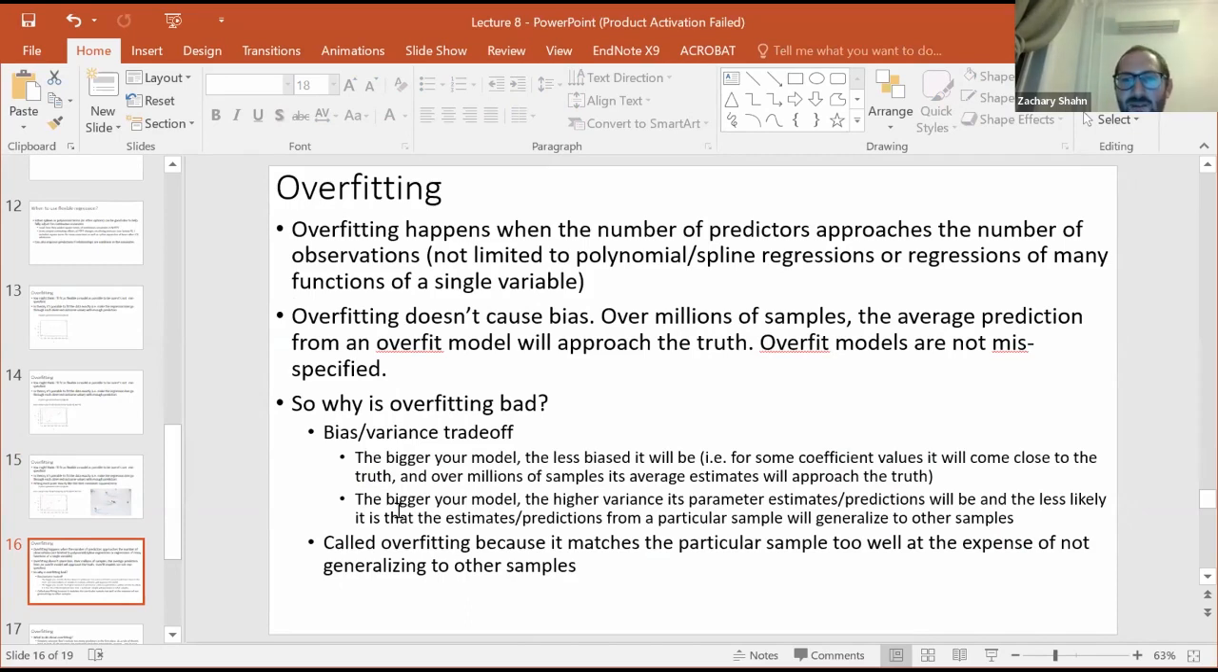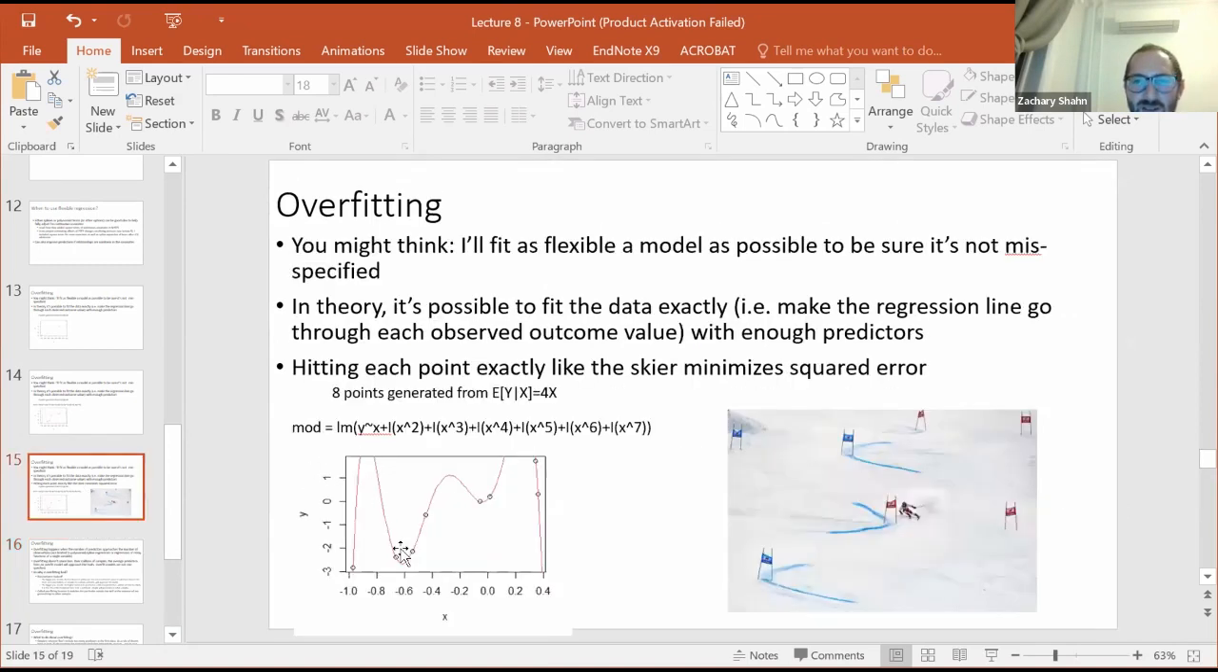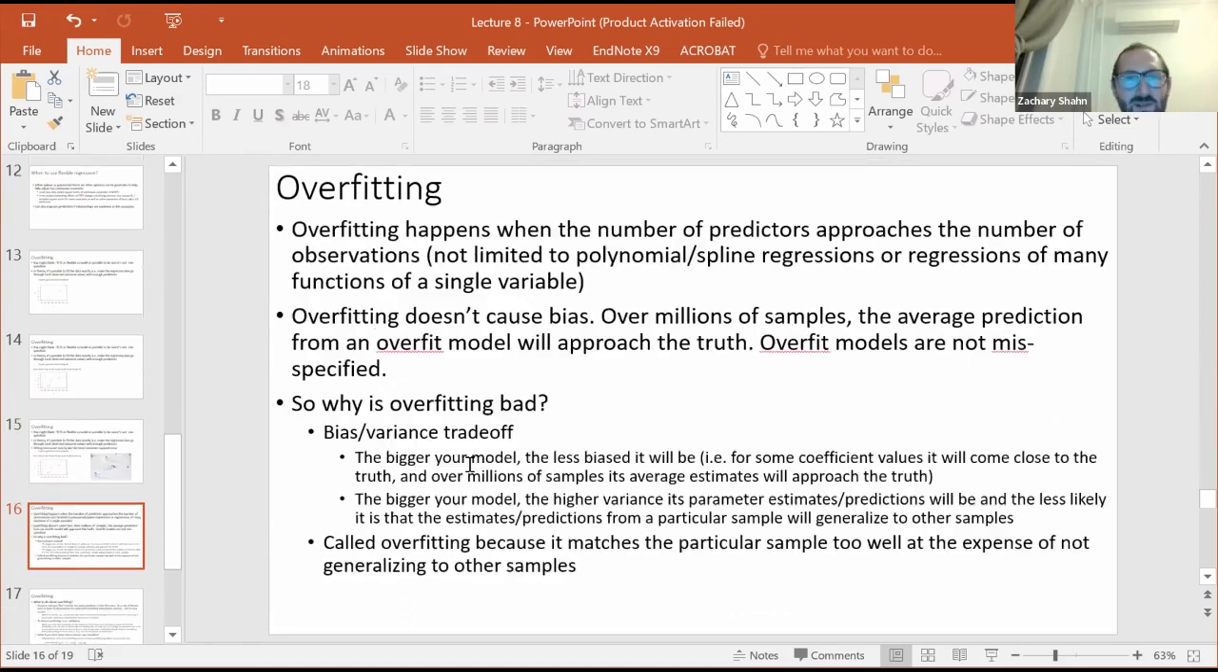But the bigger your model, the higher the variance of its parameter estimates and the higher the variance of the predictions it will make for the outcome. And also, the less likely it is that the estimates and predictions from a particular sample will generalize to other samples. No matter what your sample is, it will be sure to exactly fit it. And you know that conditioning on some random 8 points, the squiggly line between them is not going to generalize to another 8 points. So that's why it's bad.